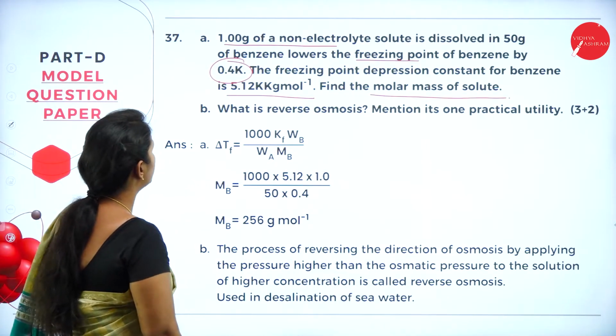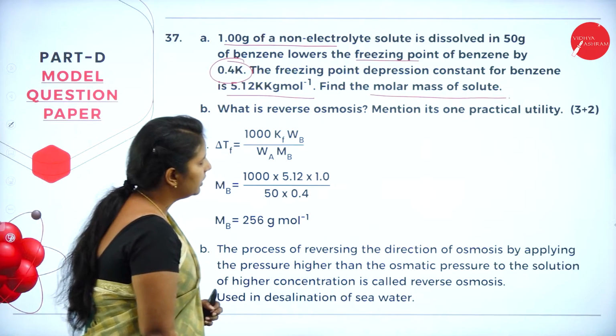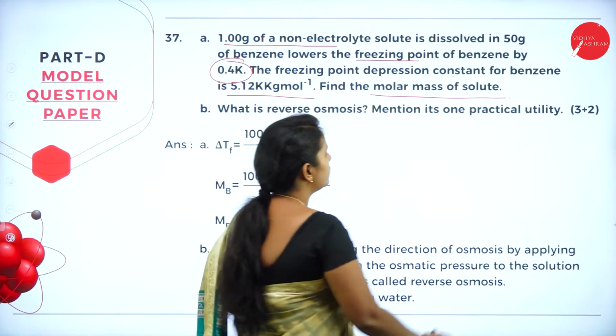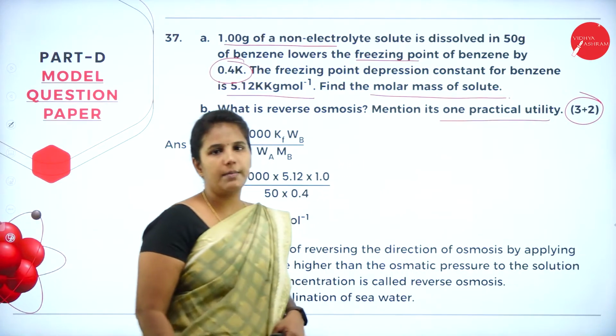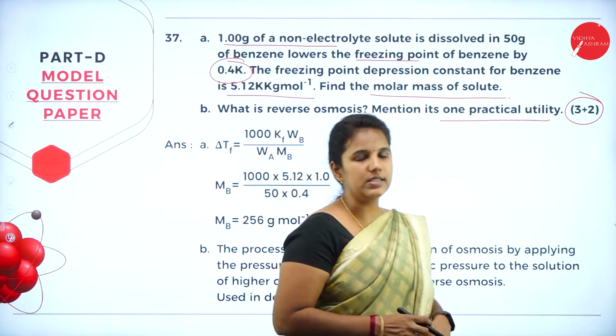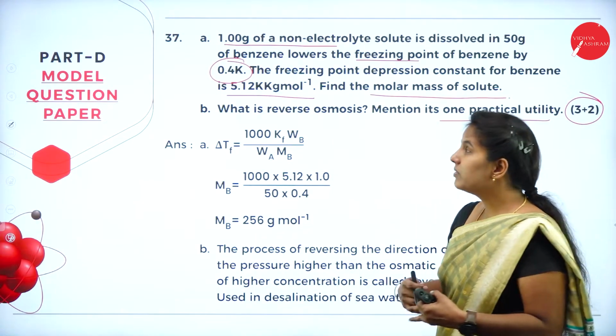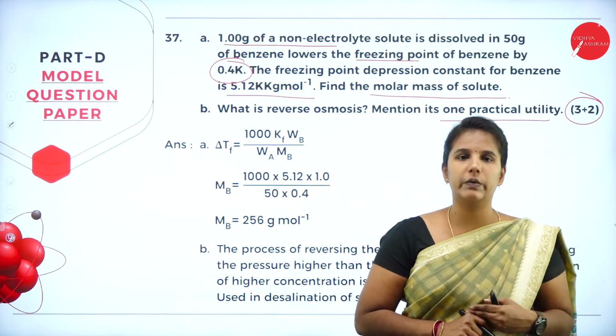We have one more question. What is reverse osmosis? Mention one practical utility. So again, this is a question for 5 marks. The first question will carry 3 marks and the second question will carry 2 marks. So this is a question from unit 2, the solution.